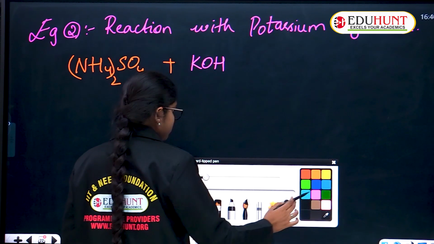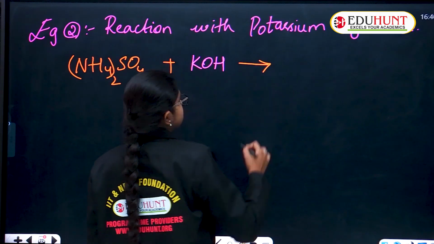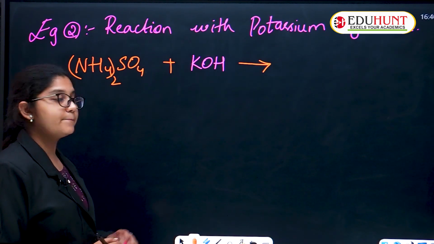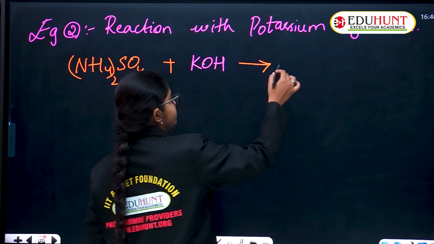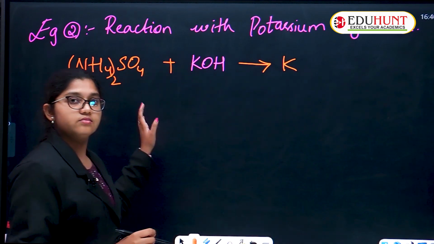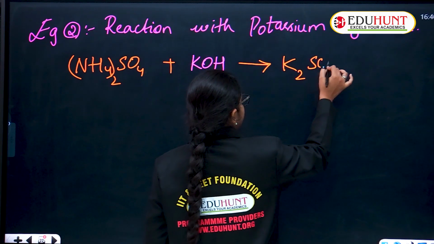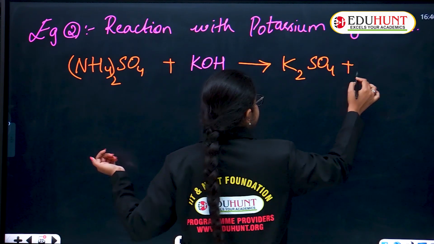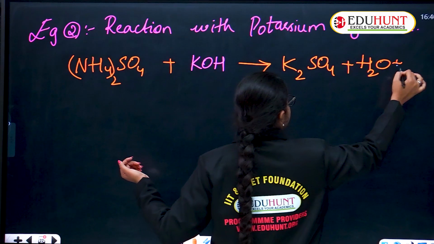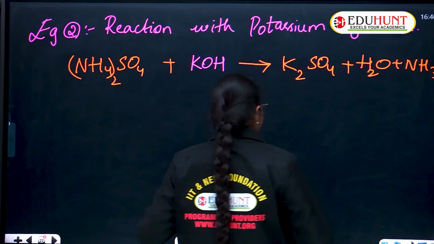Now what do I get? I do get the metal salt. What is the metal over here? K. Very good. And the salt, SO4 is there, we can add that. After adding, we get K2SO4 plus leftover ammonia and water. Okay. Clear?